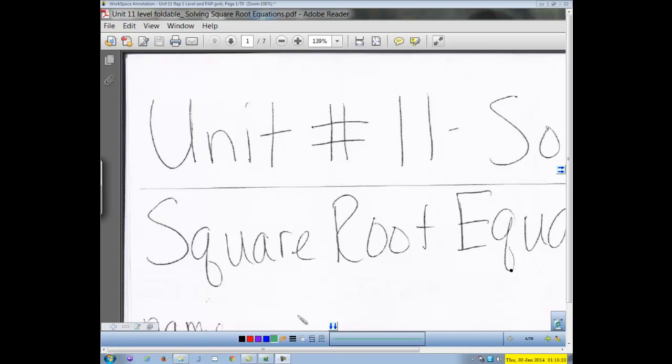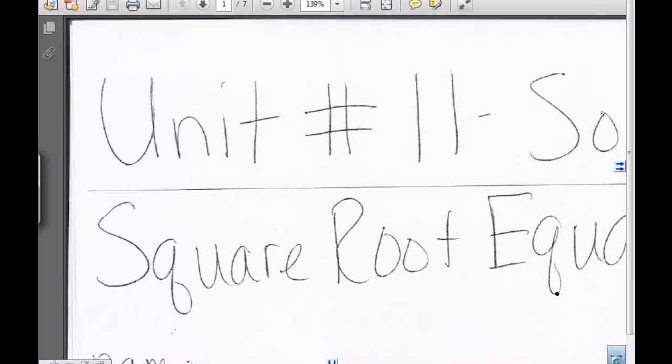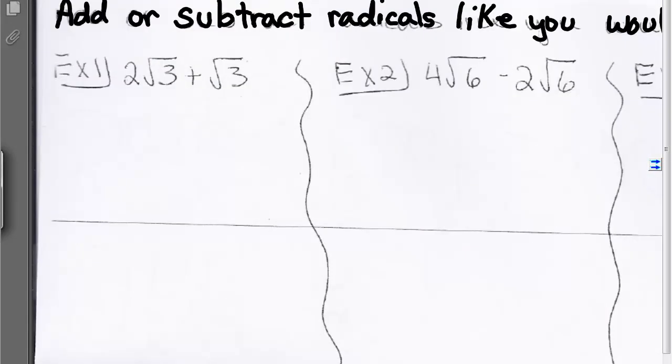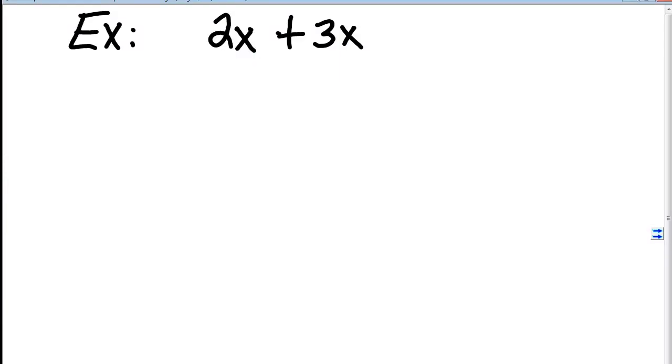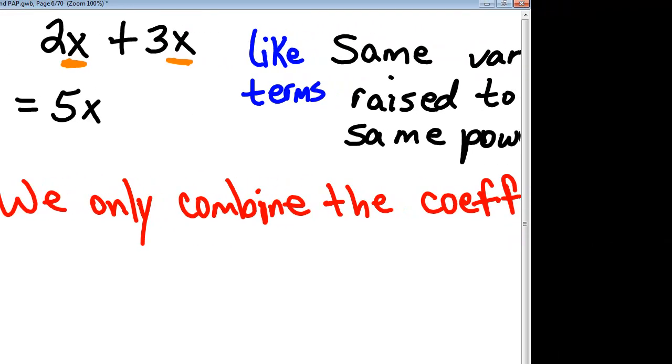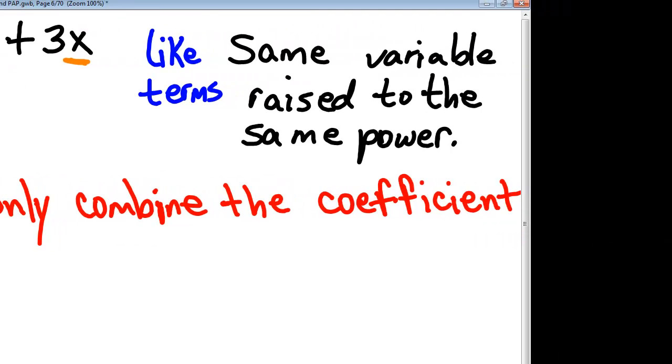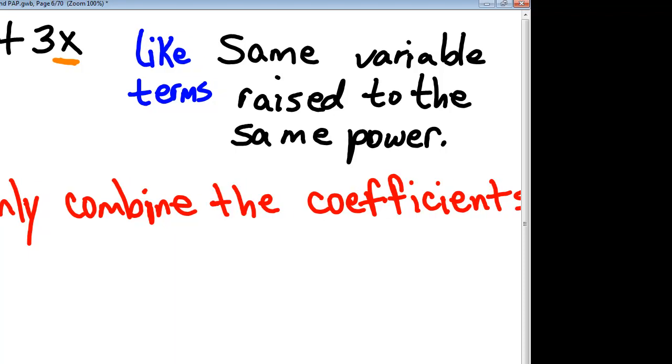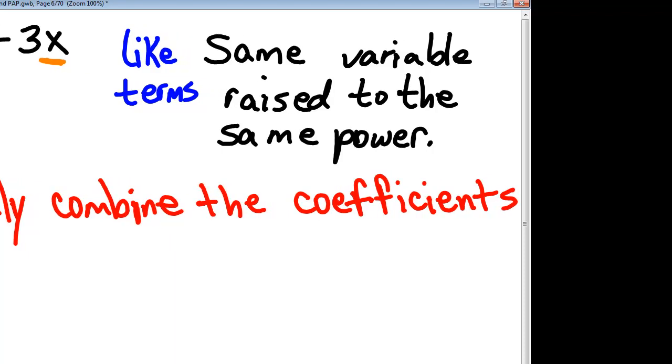We begin Unit 11, solving square root equations, with flap 1 in our foldable, covering adding or subtracting radicals. We add or subtract radicals like we would adding or subtracting like terms. For example, 2x plus 3x. These are like terms, so we add them together and we get 5x. Remember, like terms are the same variable raised to the same power. We only combine the coefficients.